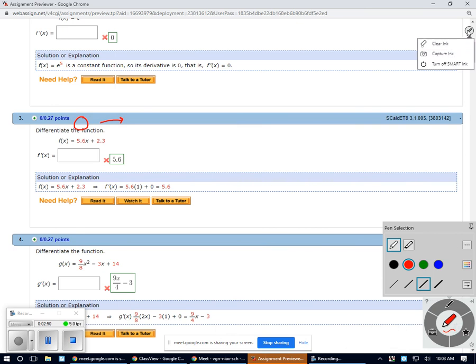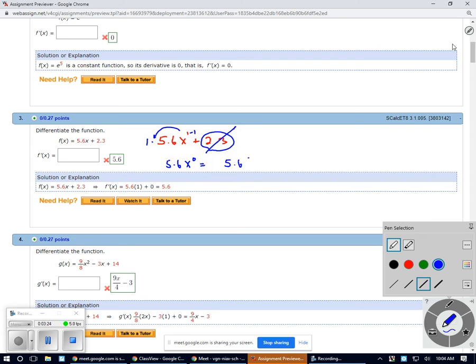Here we go. This one was a little complicated simply because you don't see an exponent, but if you put that as x to the 1 power, now this part over here is a constant. What's the derivative of a constant? 0. And when you multiply your 1 in front and subtract 1, you get 5.6 x to the 0 power, and a 0 power is simply 1, so you have 5.6 times 1, which is, guess what? 5.6.